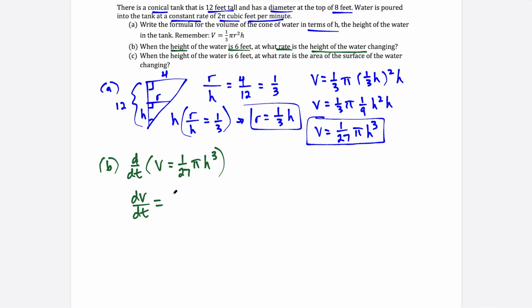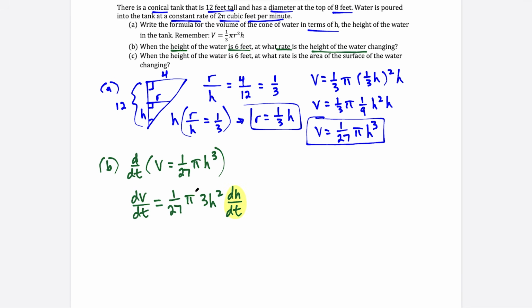And this is going to be equal to, we have 1 over 27 times pi. We're going to leave this alone because this is a constant attached by multiplication. And now we just do the derivative of h to the third, which is 3h squared dh dt. So now we have to remember our goal is to find the rate of change of the height of the water. So we want to know what is dh dt.